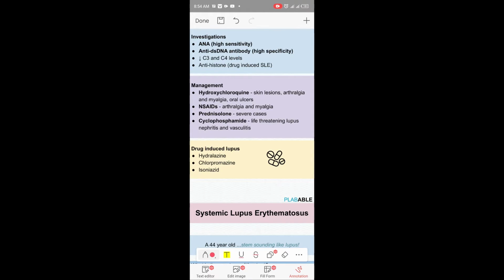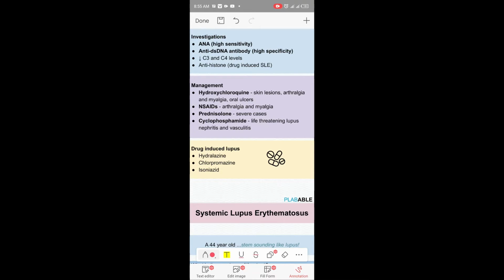So the difference between the SLE and the drug-induced lupus, let me summarize that again: in drug-induced lupus, there is no kidney involvement, and once you stop the drug, it's going to go away. Anti-dsDNA is mostly negative, and this hypocomplementemia, that is decreased complement level in C3 and C4 in SLE, is not there. The drugs involved are hydralazine, procainamide, and quinidine, and isoniazid, of course.